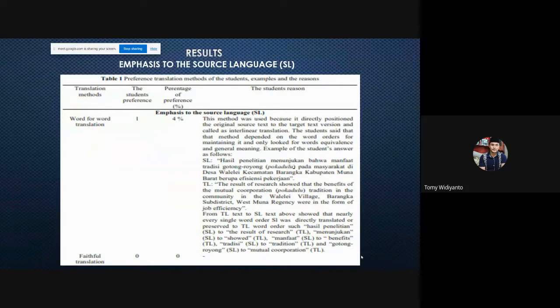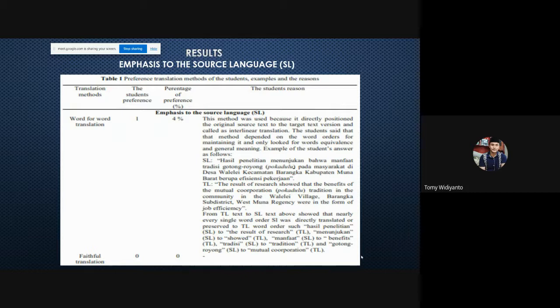Yeah, going to the result of the research. The result of this research was derived from the answers on the observation sheet done by the students. This data was collected, verified, analyzed, and conclusions were drawn. With the descriptions, first we can see that from the translation method, word for word translation, there is only one student, with a percentage of 4%, and the student's reason is that this method was used because it directly positioned the original source text to the target text version and is called interlinear translation. The student said that the method depends on the word order for maintaining it and only looks for word equivalence and general meaning.